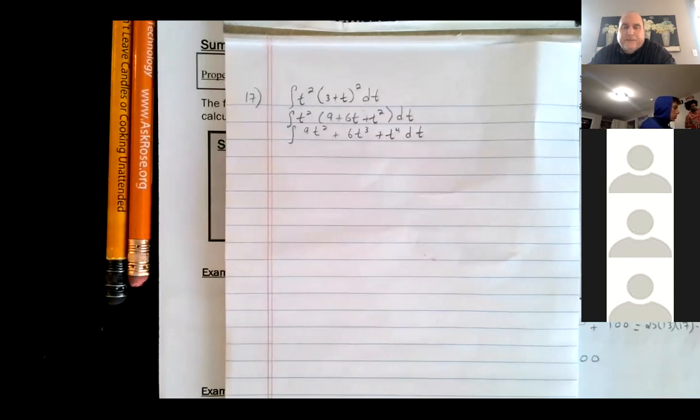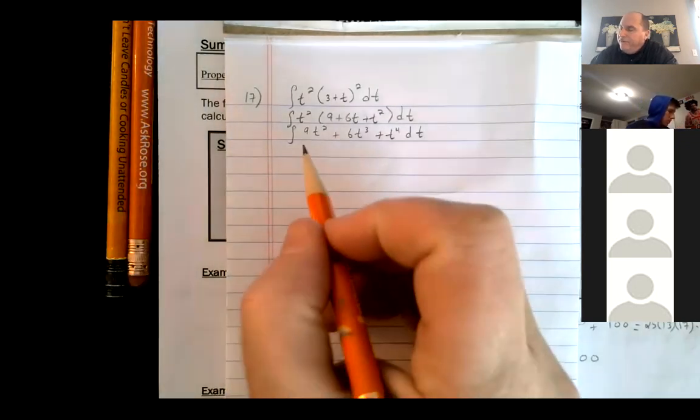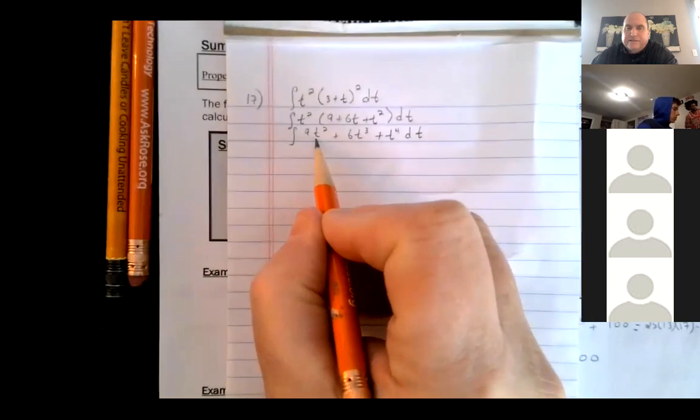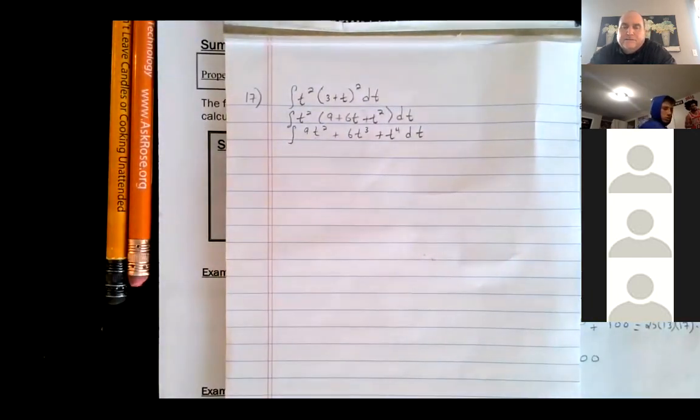So now we have to do power rule on each separate term. I could write this as 3 separate integrals. That's not really necessary. You know that it's just going to be power rule for each term, right? So antiderivative of 9t squared is what? Three t cubed. 3t cubed is right, because it's 9 times t cubed over 3, right? We add 1 to the exponent and we divide by that.